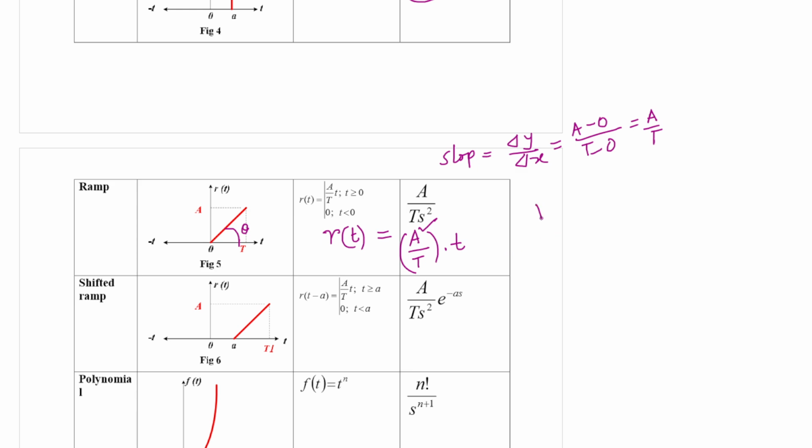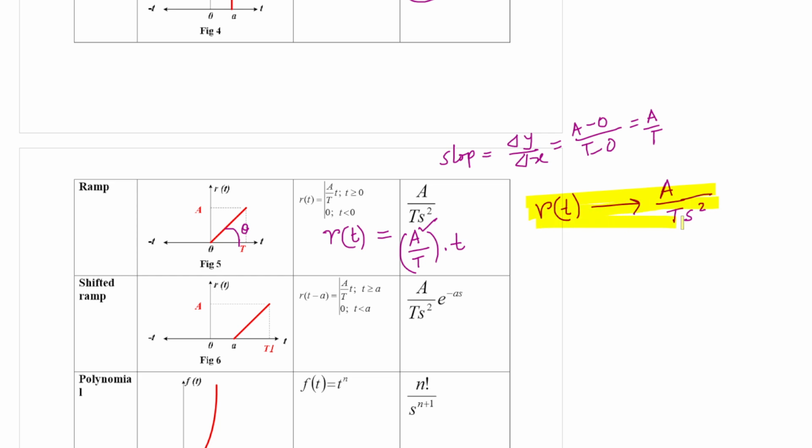So if we apply the Laplace transform on the ramp signal, the Laplace transform will become A by T, and in the denominator we have s square.